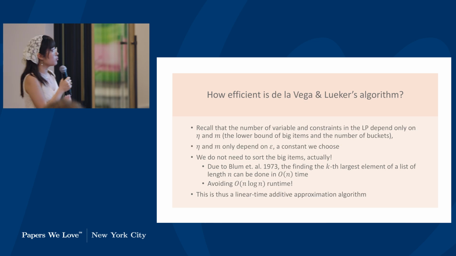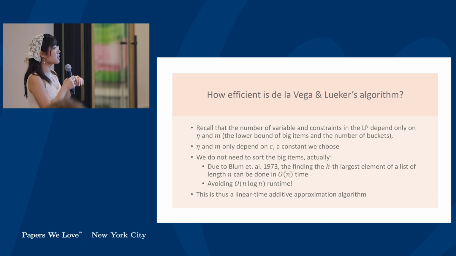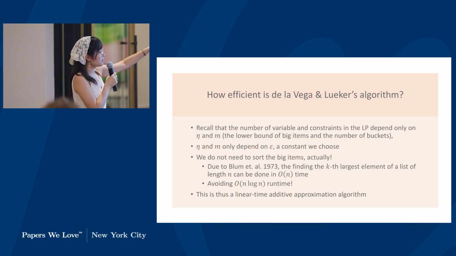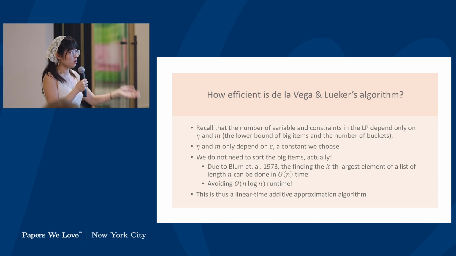And you might be thinking, well, didn't you mention a sorting step earlier, and sorting can only be done at best in O(n log n)? Well, for the sake of simplicity I said sorting, but you didn't actually need to sort. Due to Blum et al. in 1973, you can find the kth largest element of a list of length n in linear time, in O(n) time. So you did not actually need to sort in order to do the bucketing step. So now this algorithm overall is linear time, and it is an additive approximation algorithm.